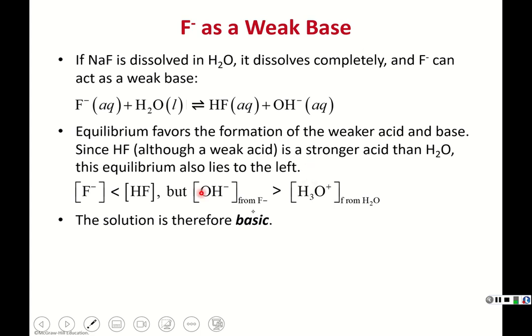And much like the previous example, the OH minus from this reaction is actually going to be greater than the H3O plus from H2O. So this actually becomes a basic solution.